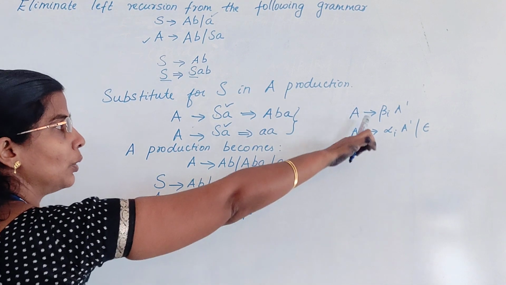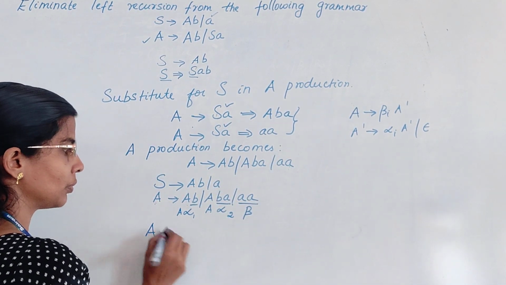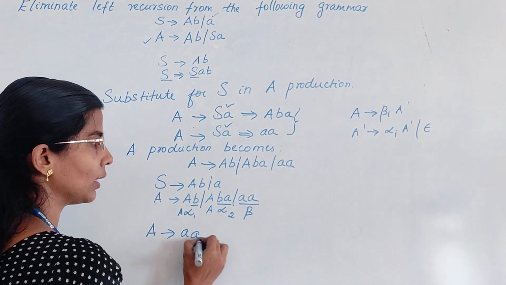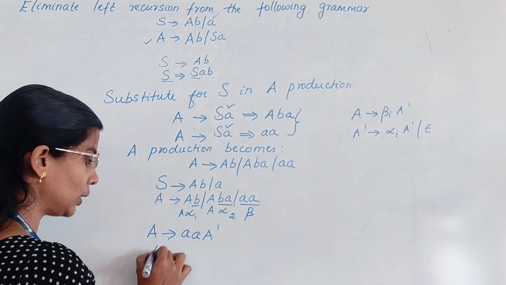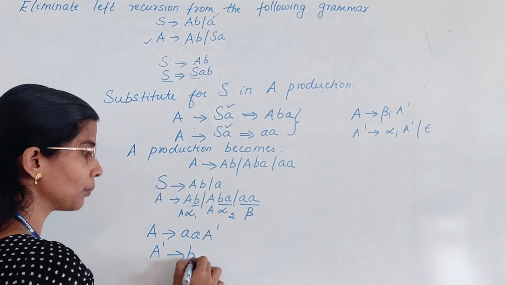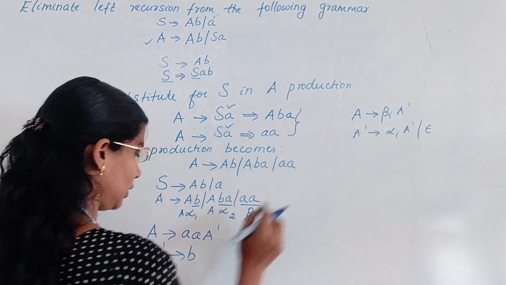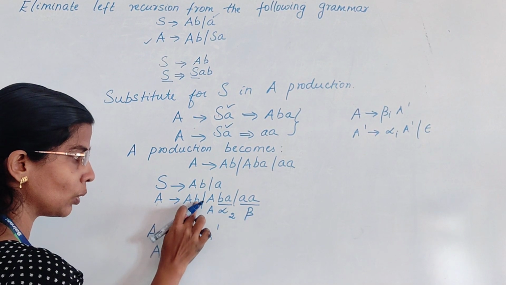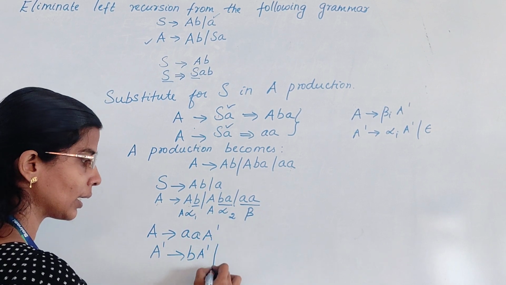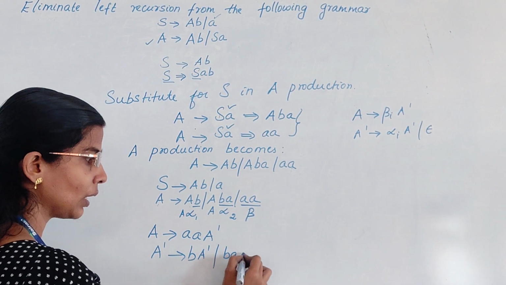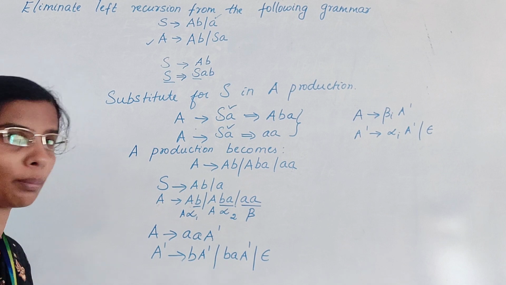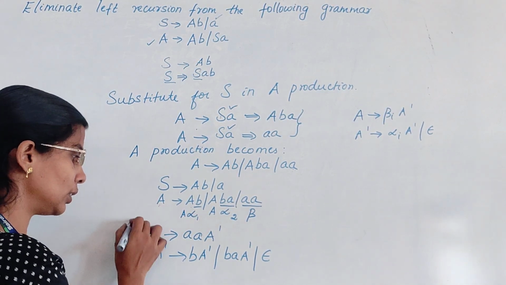So how will you write this? A tends to, here also you have A, no problem. Beta part, what is your beta part? A dash. What is A dash? A dash tends to, what is my first alpha? B. Alpha A dash. So alpha is your B, A dash. You have how many alpha? Two alphas you have. Second alpha is B A dash, or it should be an epsilon according to the formula.